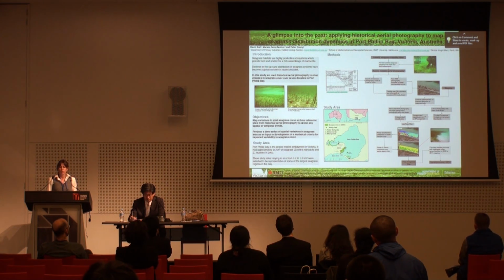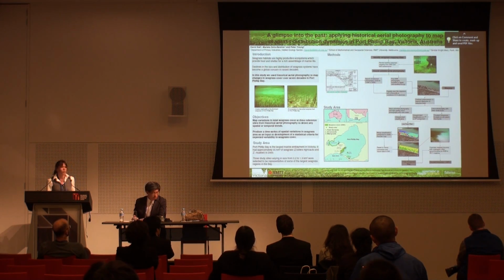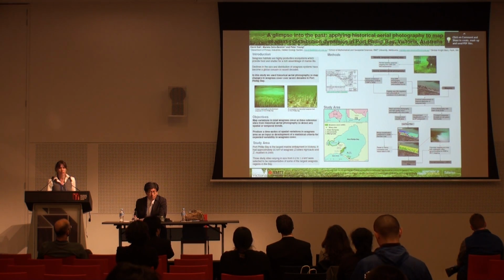So to investigate this recent decline in seagrass areas, we did an in-depth assessment of 3 sites within the bay, which are all representative of extensive seagrass areas. And we did this using historic aerial photography. Our objective was to map seagrass cover over a 75-year period, and in this way see if we could detect spatial and or temporal trends with regards to seagrass change in the Port Phillip Bay.